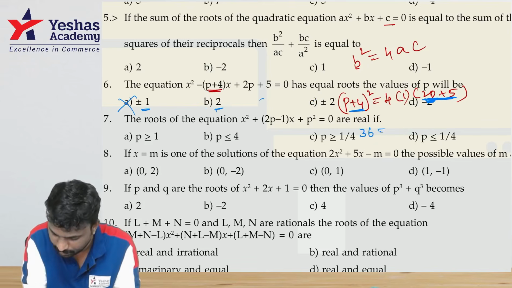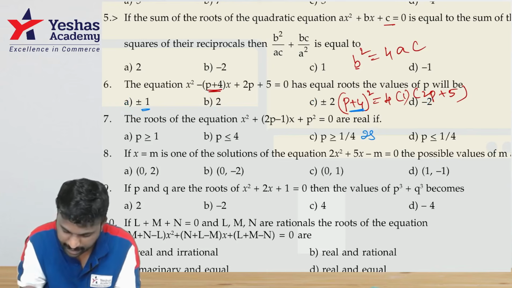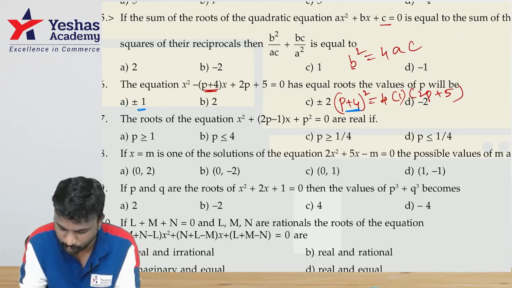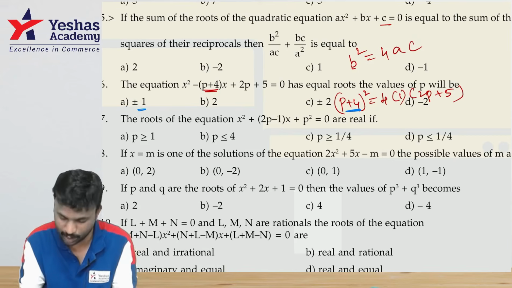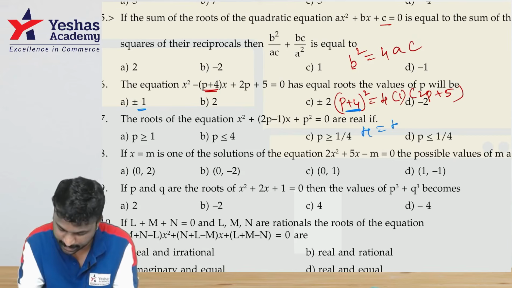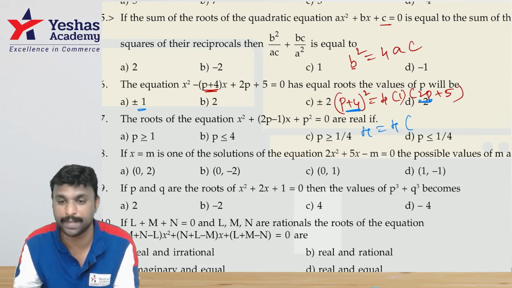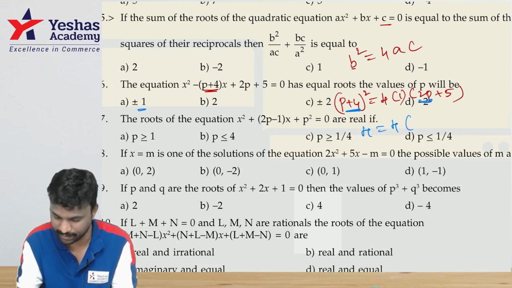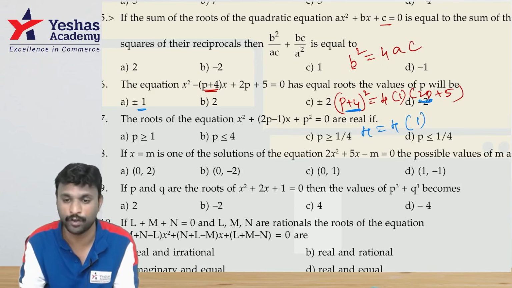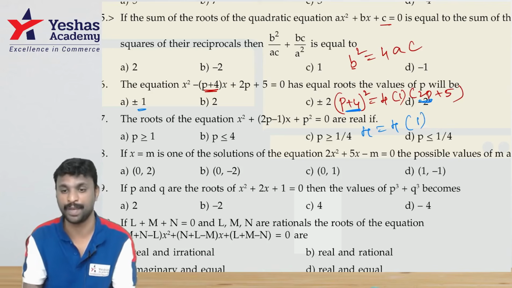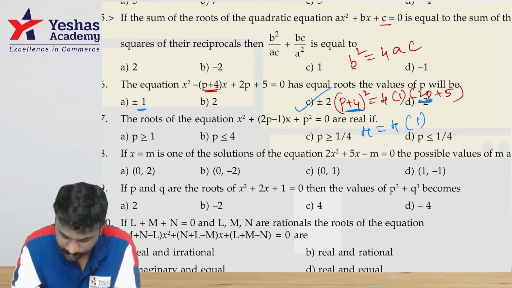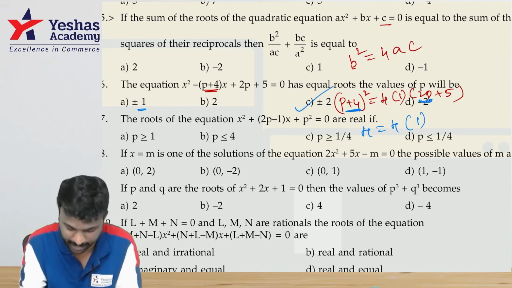Everybody, yeah. So if I plug in p value as minus 2, 4 minus 2 is what? 2. 2 the square is how much? 4. On the right hand side, 2 into minus 2 is minus 4. Minus 4 plus 5 is 1. So 4 equal to 4. That means p equal to minus 2 also satisfies. That means plus or minus 2 is the right answer.